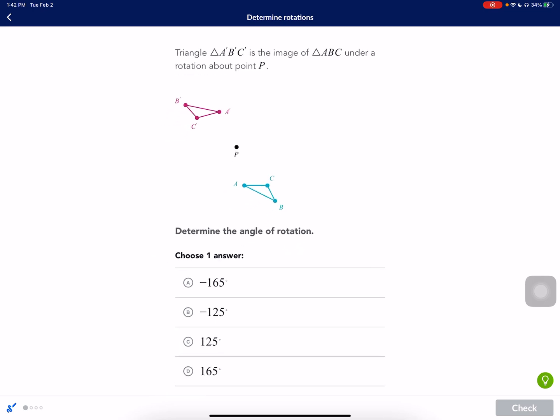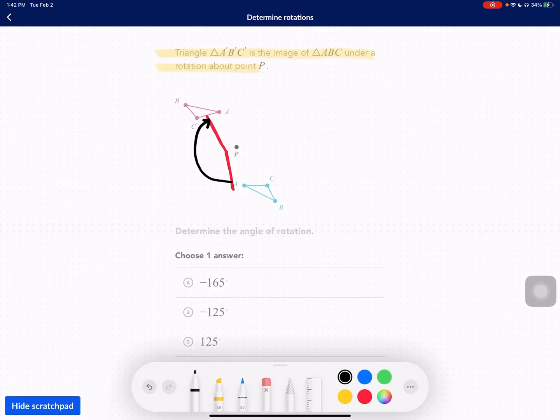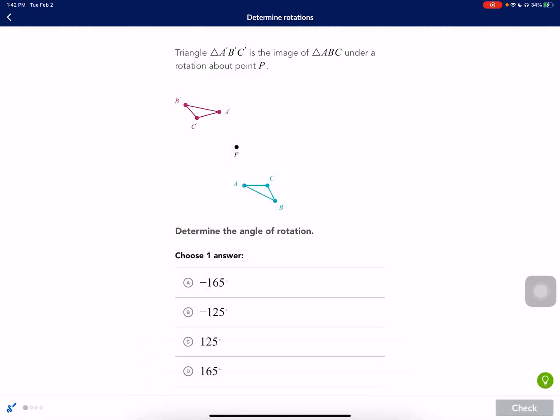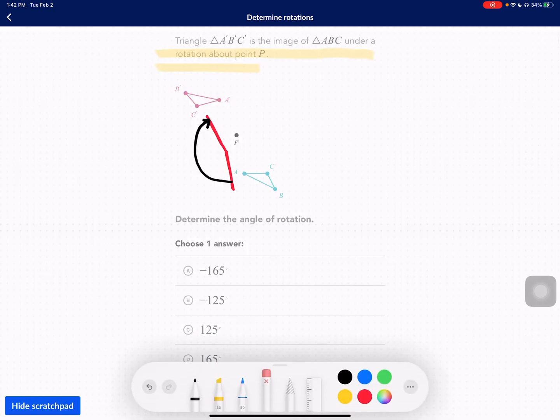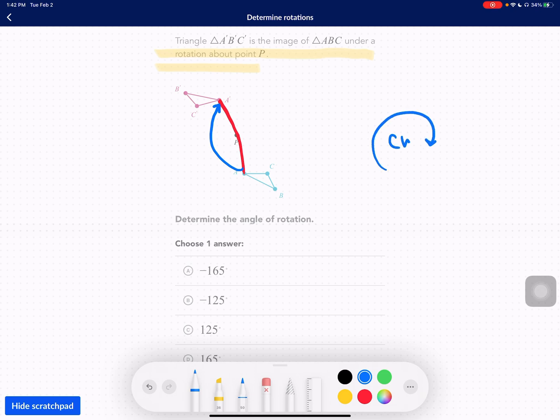Let me see here. I'm just going to have to draw a new one. All right, let me erase this here. So we are looking at A becomes A prime, all right? So if we're moving in this direction, this is clockwise. Going this way is clockwise, and going this way is counterclockwise.